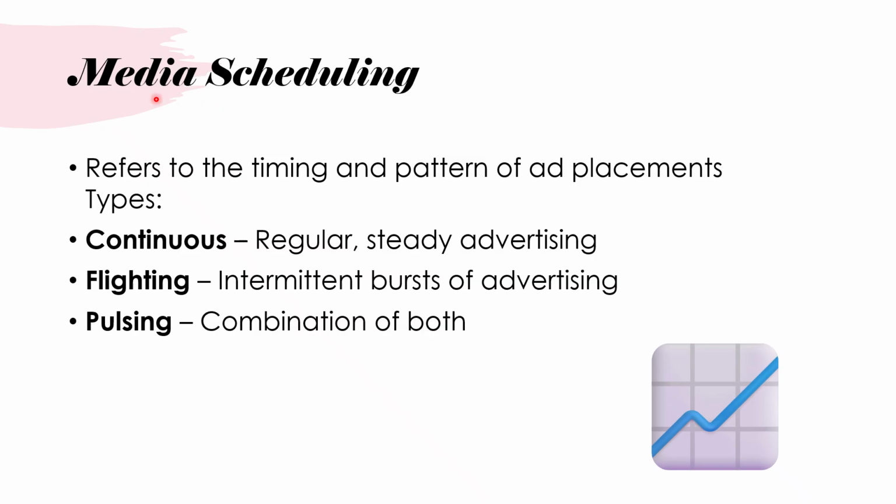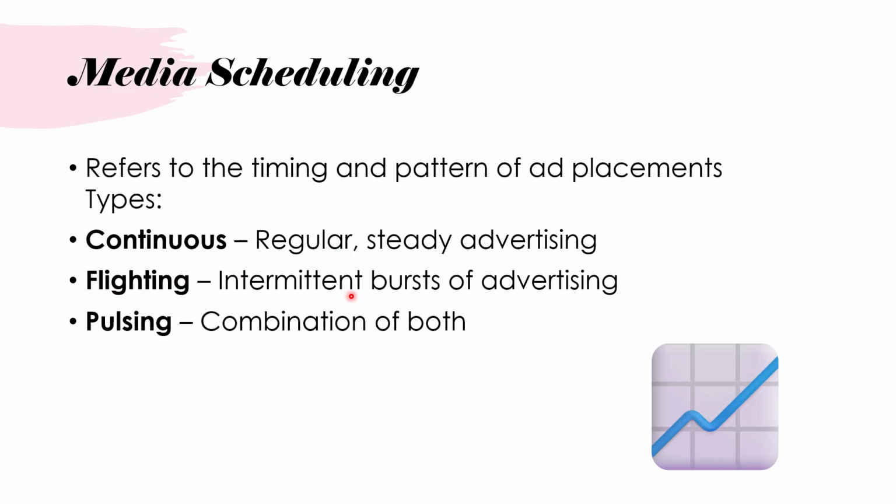Now let's understand what is media scheduling. Well, this refers to when and how often the advertisements will appear. Right? So there are three types basically which we talk about under media scheduling. The first one is continuous scheduling, which is regular, steady advertising. It is used for the products which are in consistent demand, like toothpaste, soaps, milk, daily essentials, or maybe the products that come under FMCG. So for those kinds of products, we use continuous scheduling.